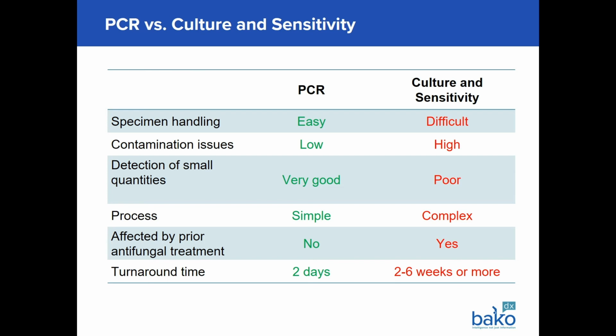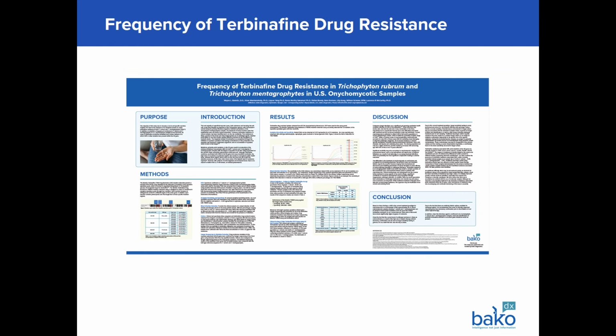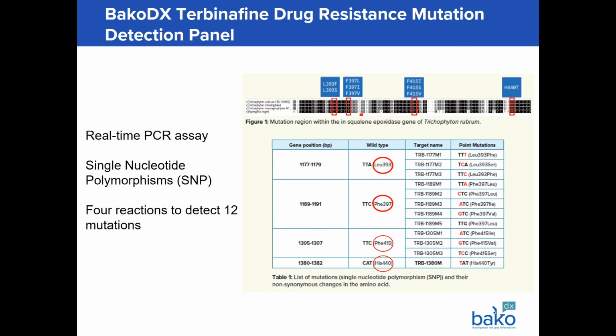You may recognize this poster if you were at the APMA in Denver earlier in the year that was based on the development and validation of that test. So this was the mutation detection panel, and we looked at 4 particular sites on the squalene epoxidase gene, and with those 4 sites we could look at 12 different mutations that are associated with terbinafine resistance. We were able to do that in 4 reactions versus 12, which cuts down on the amount of testing that needs to be done as well as the cost.